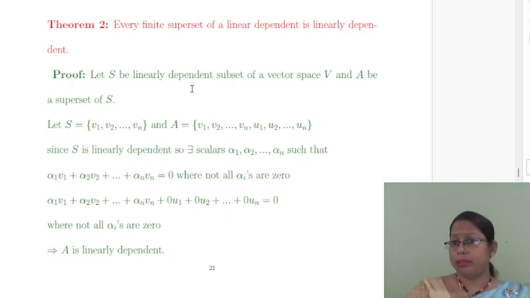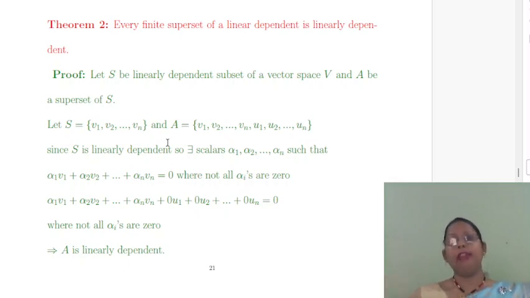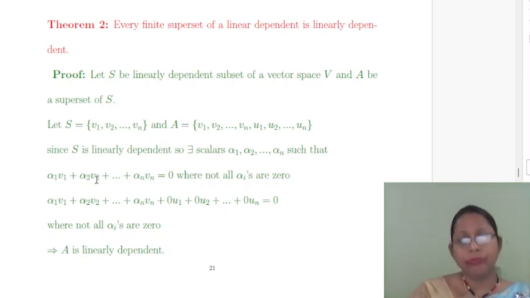Next, every finite superset of a linearly dependent set is linearly dependent. Let S be a linearly dependent subset of a vector space V and A be the superset of S. We consider S consists of elements b1, b2 up to bn, and A consists of elements b1, b2 up to bn, and in addition it will contain u1, u2 up to un. Since S is linearly dependent, there exist scalars, not all 0, alpha 1, alpha 2, up to alpha n, such that the linear combination of these scalars with this set is equal to 0. That is alpha 1 b1 plus alpha 2 b2 plus dot dot dot plus alpha n bn is 0.